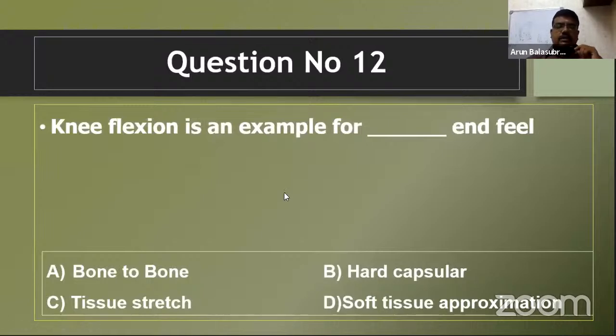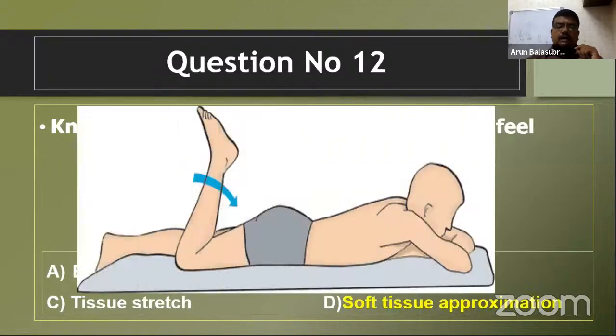Right, very good. It is soft tissue approximation, because when you ask the patient to bend the knee, the patient's thigh and calf, the hamstring and the calf muscle come into contact, and this is the flexion of the knee. So it is a soft tissue approximation. The soft tissue only will limit the excessive knee flexion. There is no capsule involved in knee flexion.